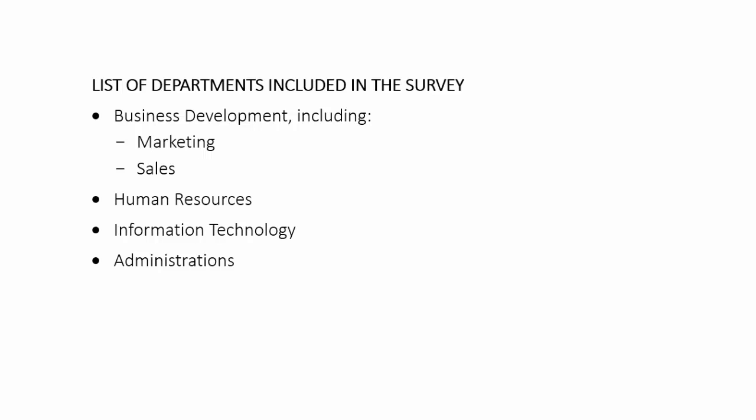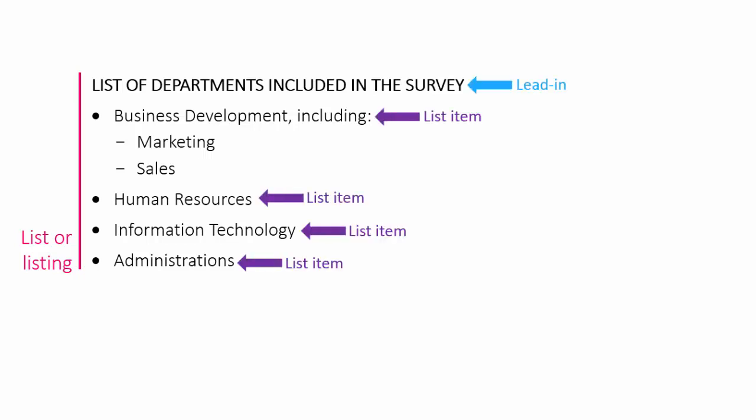Let's begin with some terminology I'll be using when discussing lists and vertical display lists in particular. A list or listing is the term used for an entire list, including the lead-in and the list items.